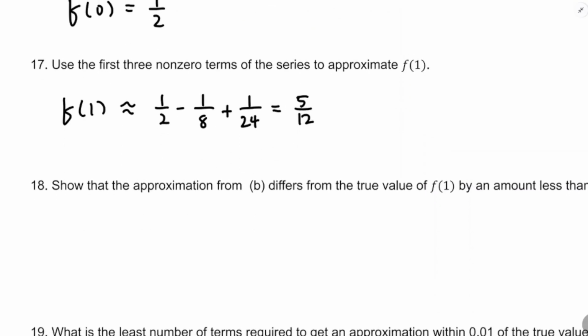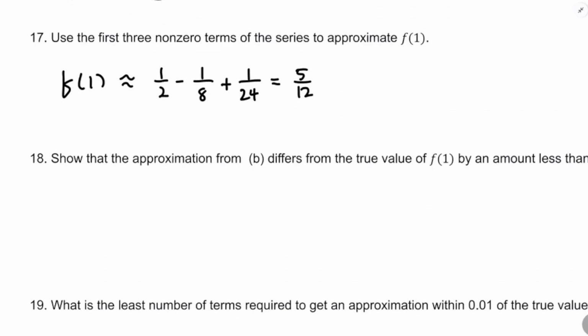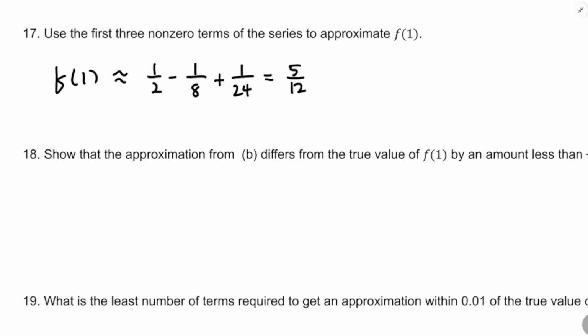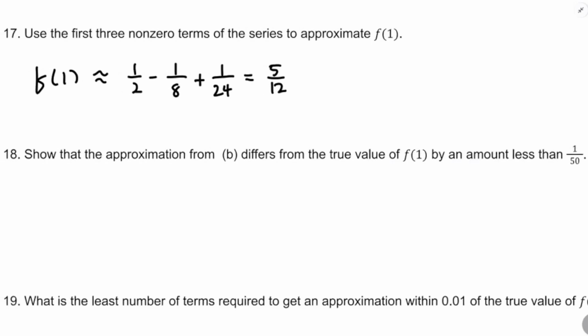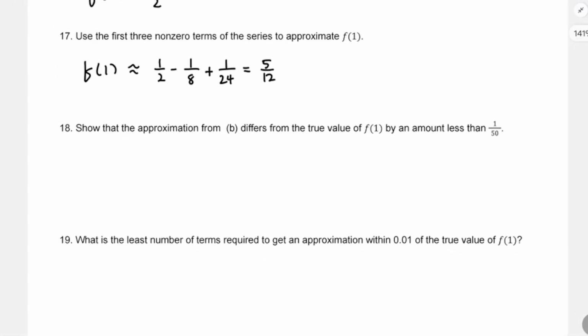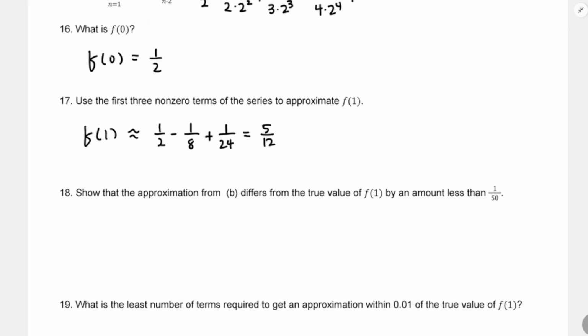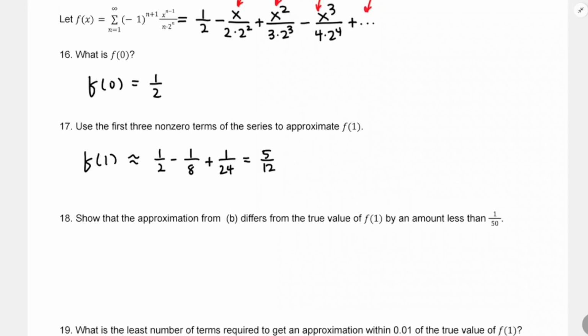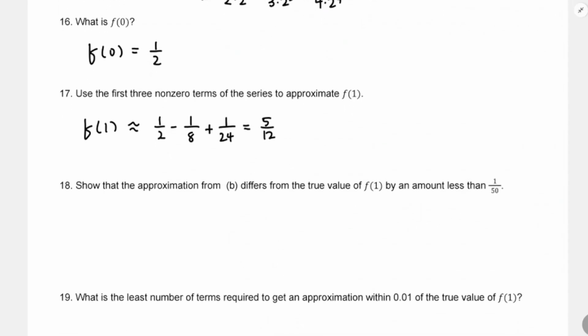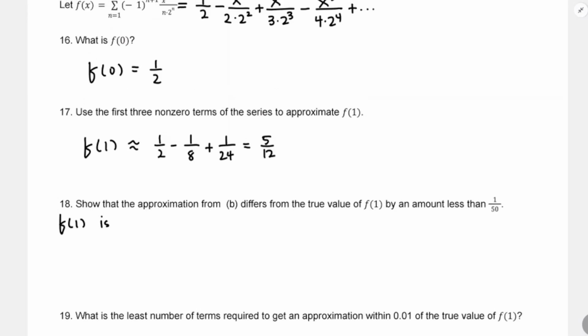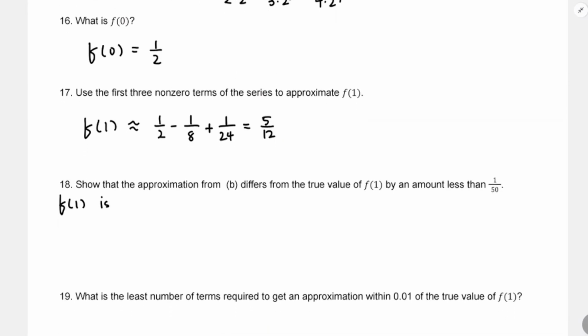Alright, show that the approximation from B differs from the true value of f of 1 by an amount less than 1 over 50. This is another one of those where they're going to kind of tell us that we're trying to show it's less than 1 over 50. We're going to take that largely on faith. But first we're going to say f of 1 is an alternating series, yeah, we can see that, whose terms are clearly decreasing in magnitude and going towards 0.